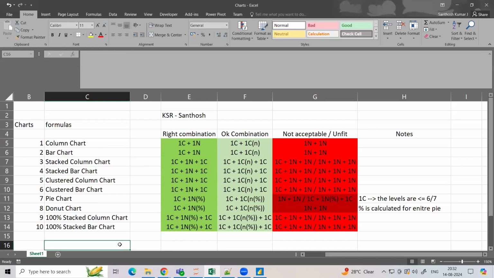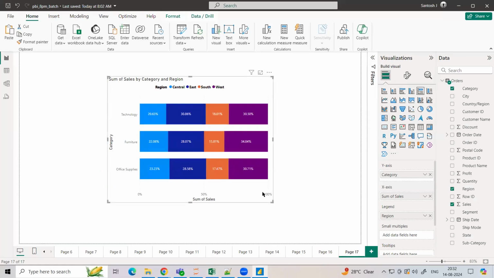Congratulations to each one of you. We have completed around 10 charts. Very simple. All in all, you just need to remember this word. Even you can call me, instead of Santosh, readability. I always believe in readability. Your readability should be very good. Only then you can have that report. It should be readable.